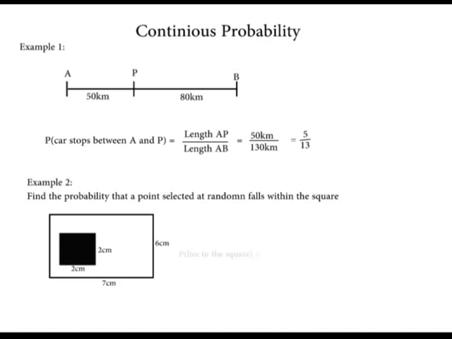The probability that the point selected lies in the square depends on the area of the square, which is 2 by 2, that is 4 centimeters squared. So the probability that the point lies within the square is equal to the area of the square over the area of the rectangle, that is 4/42, which gives us 2/21. The probability of an event is a ratio and has no units.